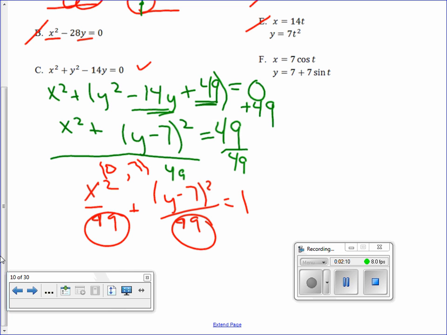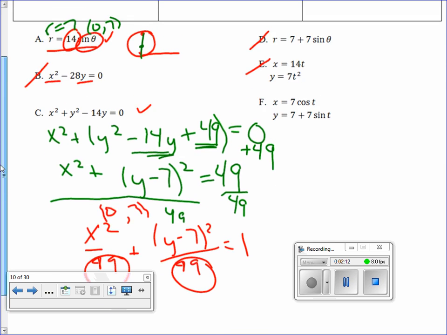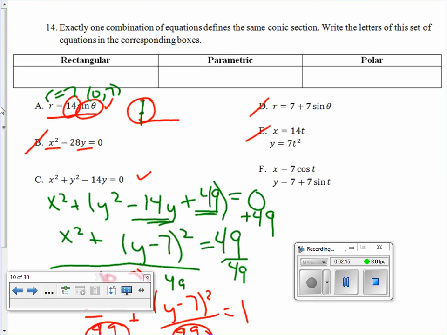So the last thing we need to compare then is F. F has a radius of 7 because the coefficients are 7 both times. And then the center are the numbers that are being added. Nothing's being added for the x equation, so it's 0. 7 is being added for the y equation, so it's 0, 7. And so we see now that A, C, and F all match. They all make equations of the same circle.